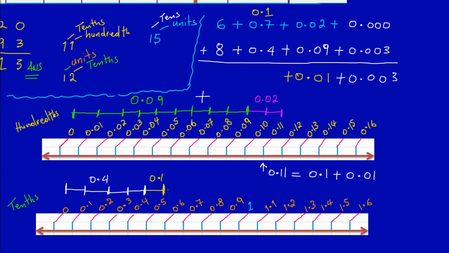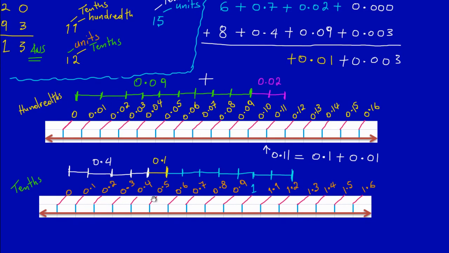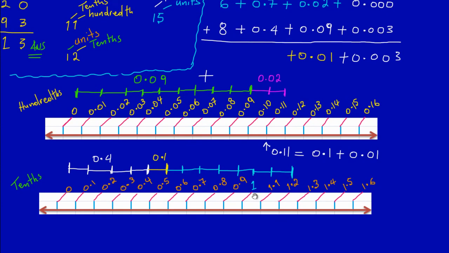So I must move now. That's 1, this is 2, that's 3, this is 4, this would be 5, this would be 6, and then this would be 7. So I've moved 0.7 places. So the 0.7 places that I've moved will take me up to this spot.